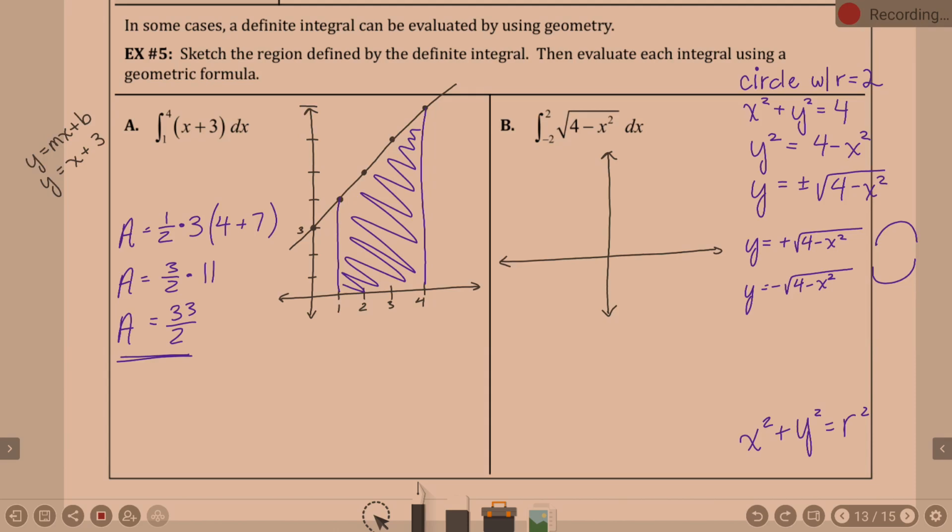So, this is a circle, centered at 0, 0 with a radius of 2. So that means what? It goes from negative 2 to positive 2. And what does it go through on the y-axis? 2. Not that that really matters, but it does. Okay? So because it's the positive only, the positive square root, you're doing the top half of the circle. The negative 2 to 2 says we're going from here to here.